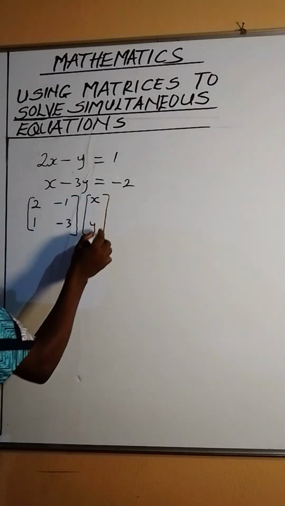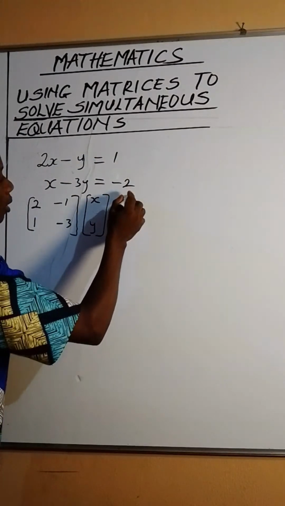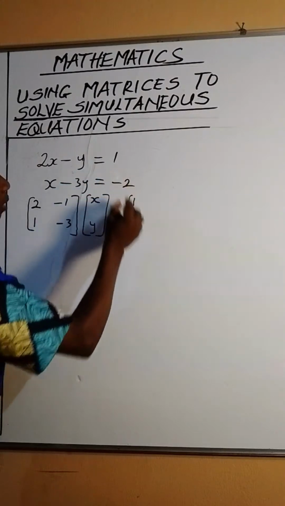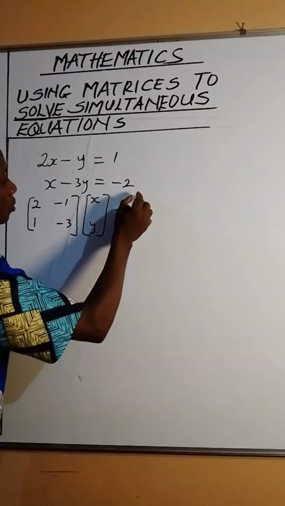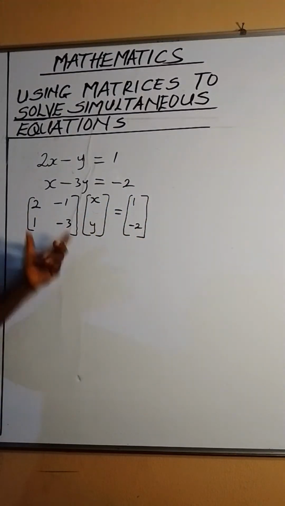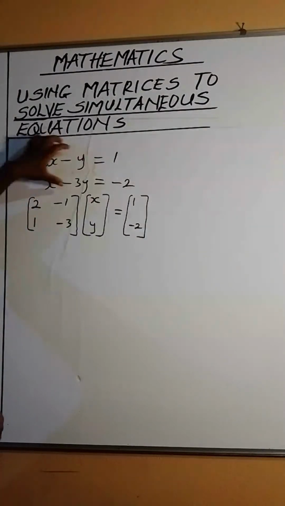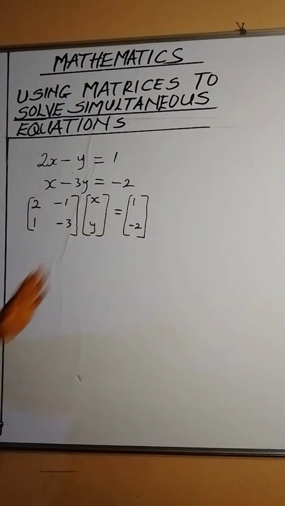Then we plot it like this. Then here we have our 1, and we have our -2. So this is how we are going to arrange our numbers. You can see that we have extracted the coefficients and all the numbers and separated them from x and y.